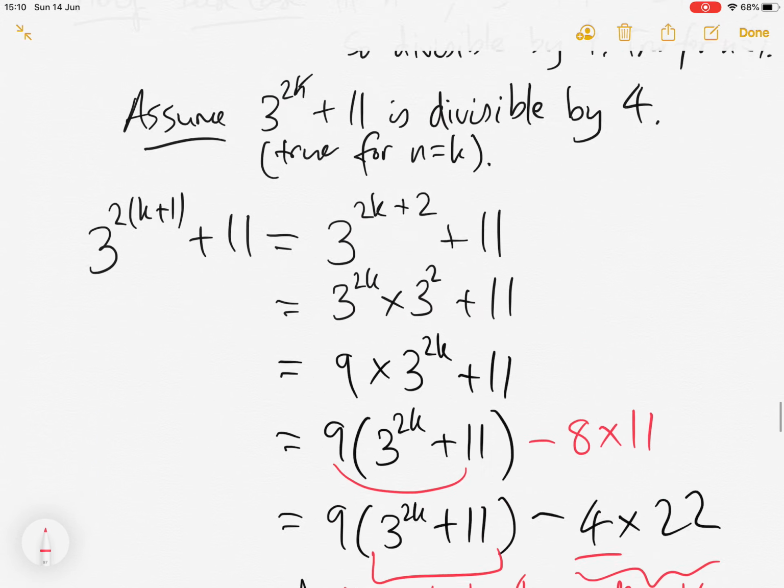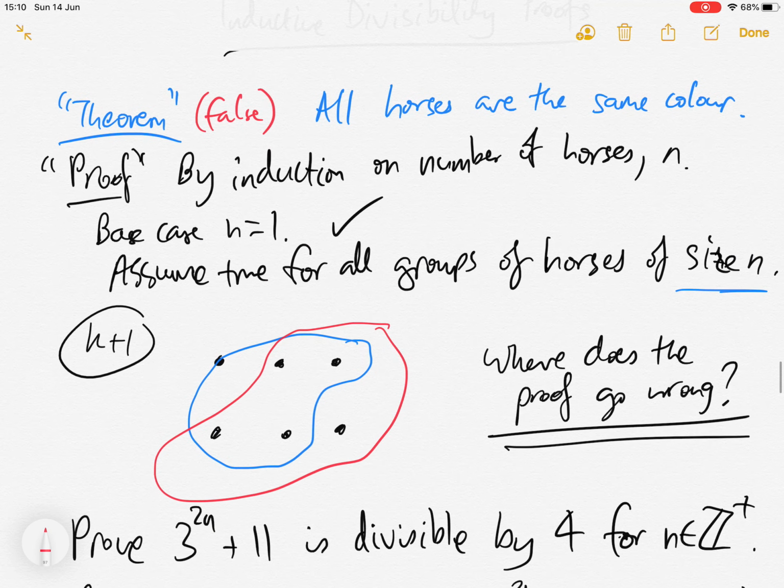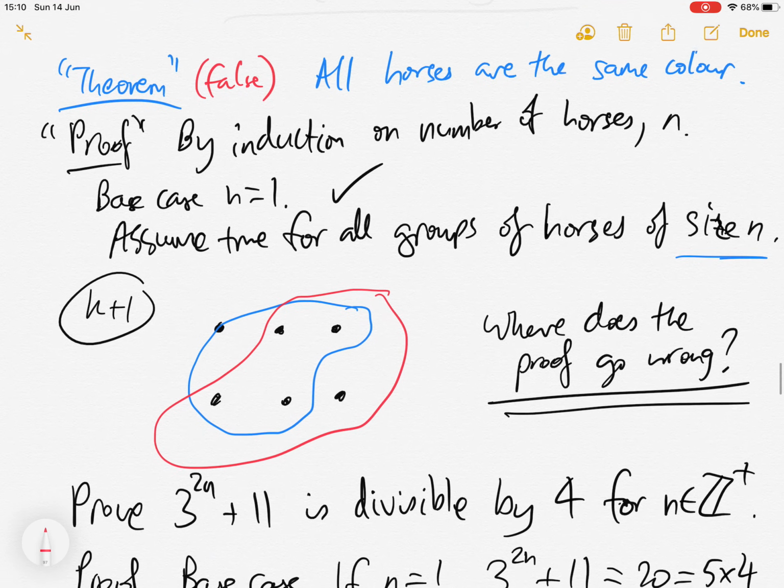And maybe I'll now tell you the answer to this question about the horse. I've lost it. Here we go. All horses are the same colour. The problem is, with the induction step, what happens if k is 1? So what if we consider 2 horses?